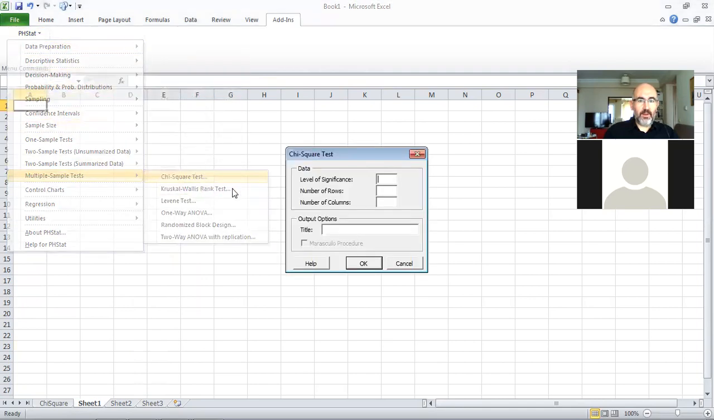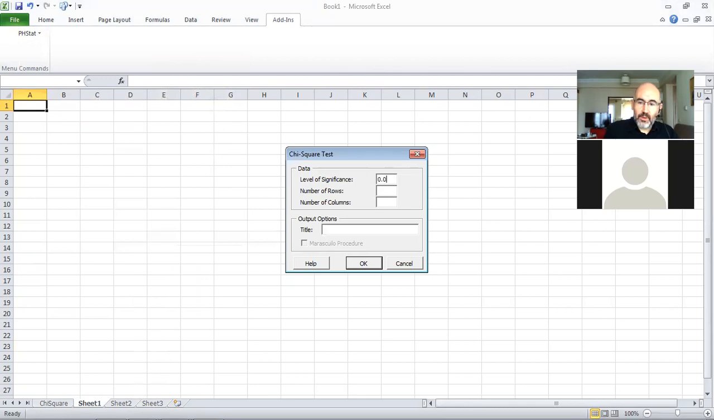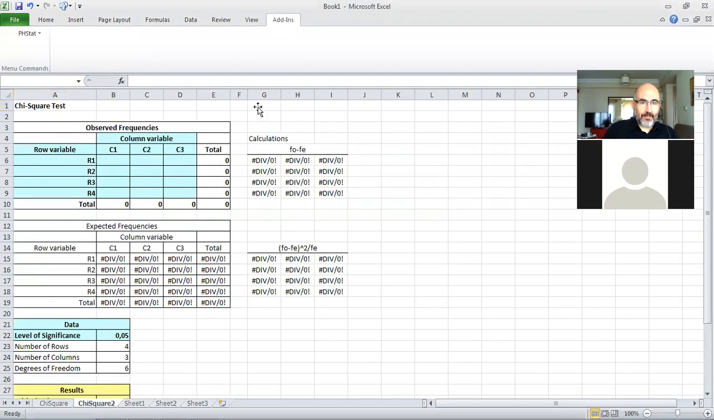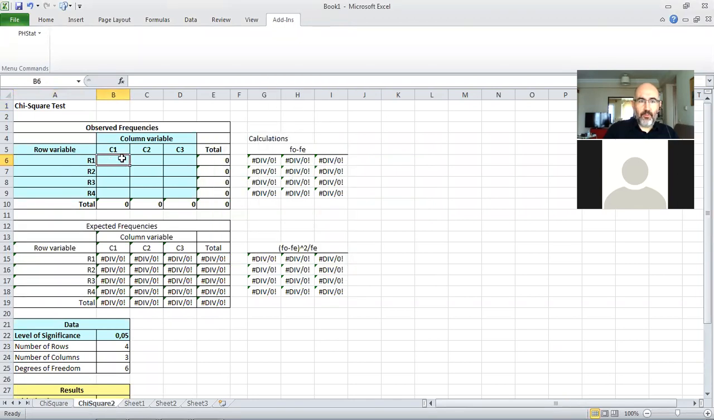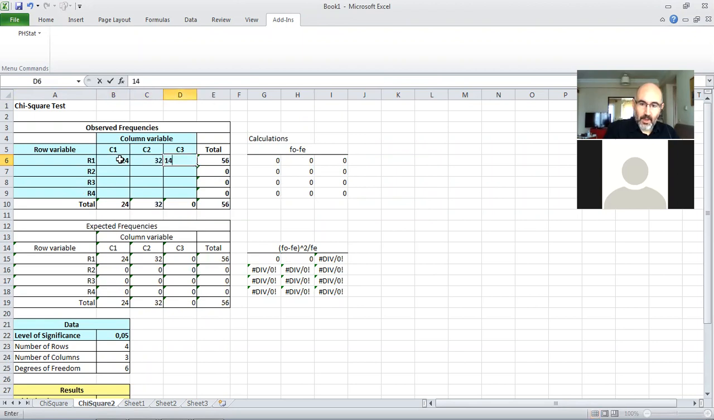Now this was a 4 by 3. Okay, so let's again use 0.05 and let it create a 4 by 3. This was class standing versus number of meals, class standing being freshman, sophomore, junior, senior, number of meals being none, 10 times a week and 20 times a week. So the numbers, we have to enter them one by one. So you see, you can create any sheet with any number of rows and any number of columns.